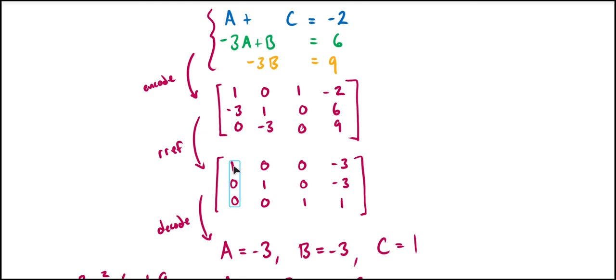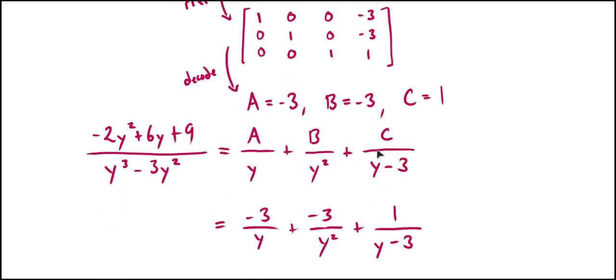This says that 1a is equal to minus 3, that 1b is equal to minus 3 as well, and 1c is equal to 1. So remembering where a, b, and c were in our original expression, we want to plug in minus 3, minus 3, and 1 respectively. And that gives us our decomposition.